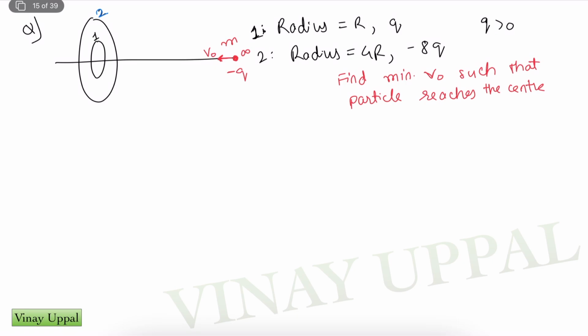So ring 1 is positively charged, which will be attracting the particle, and ring 2 is negatively charged, which will be repelling the particle. So in such questions, what you need to do first is figure out if there exists a position of unstable equilibrium. Suppose you have an unstable equilibrium here. If the particle is able to cross this point, then it will on its own get attracted towards the center.